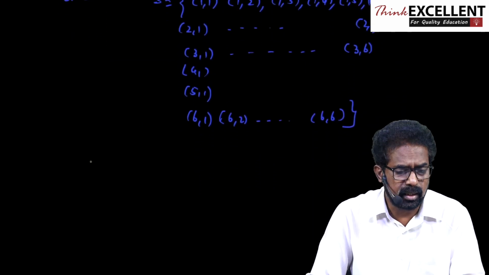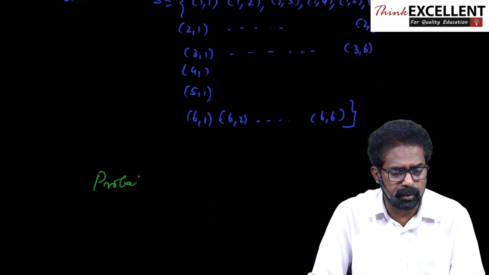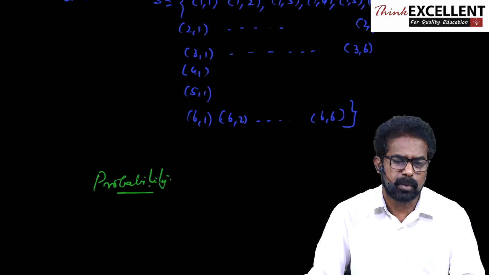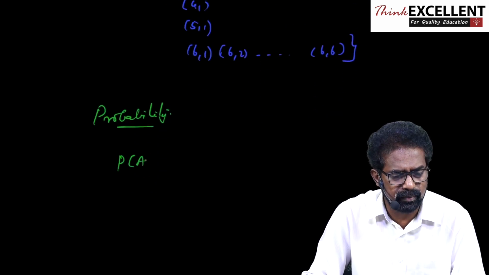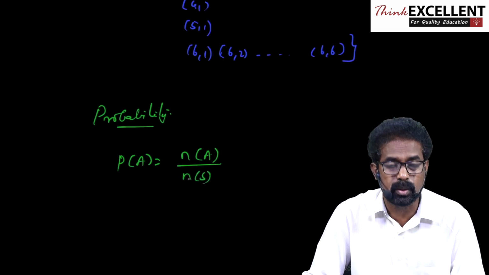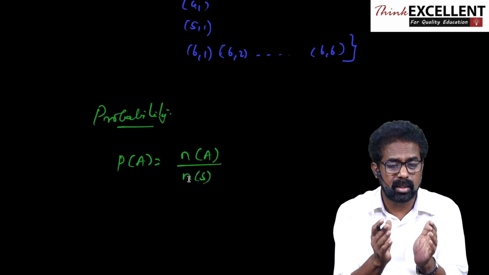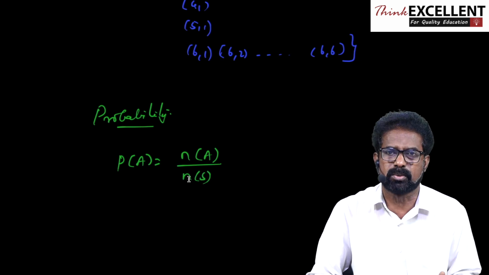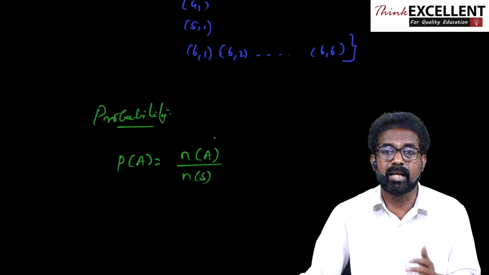Now let us see the definition of probability. Probability of an event A we write n(A) by n(S). In the denominator you write the total number of elements in the sample space, the total number of outcomes. In the numerator you write the favorable outcomes.